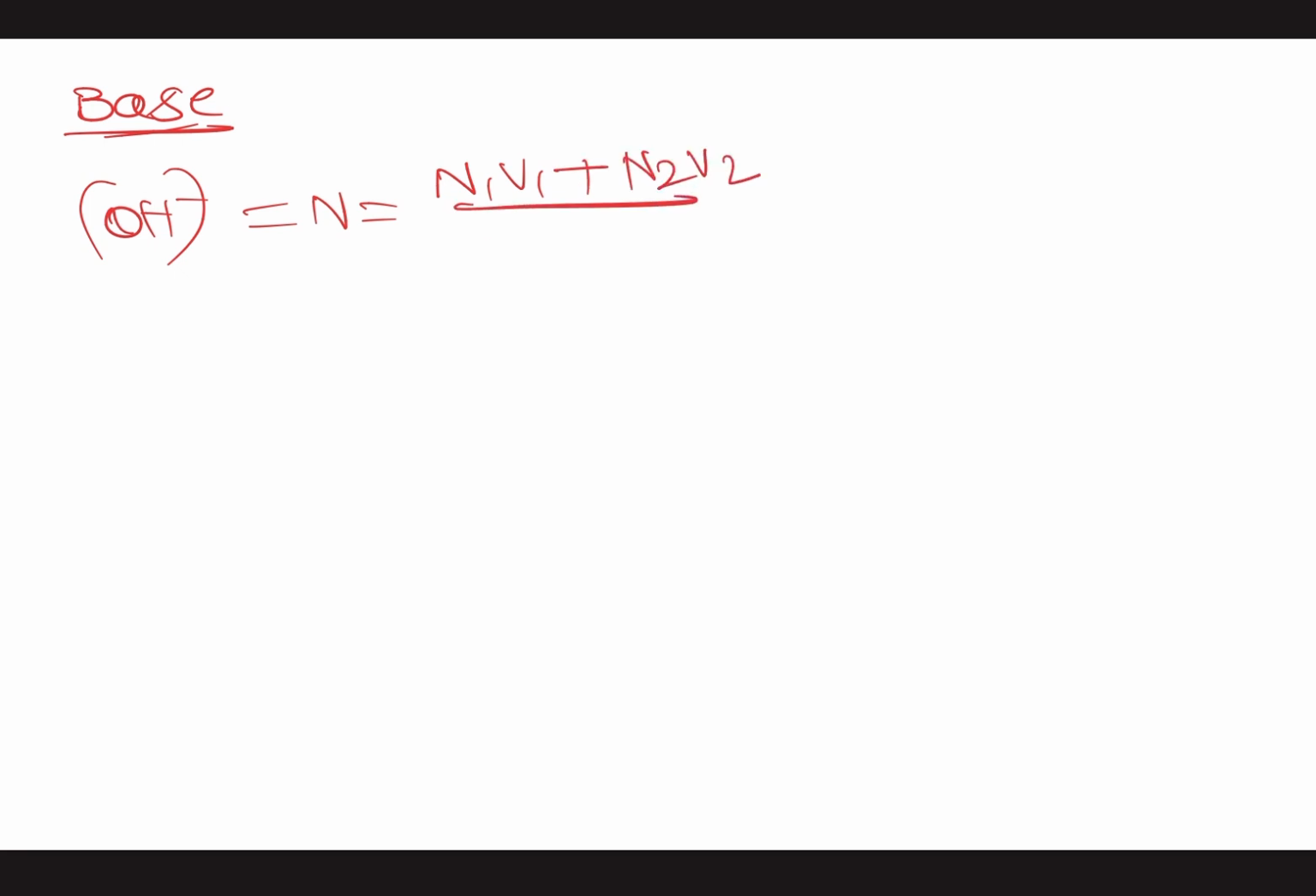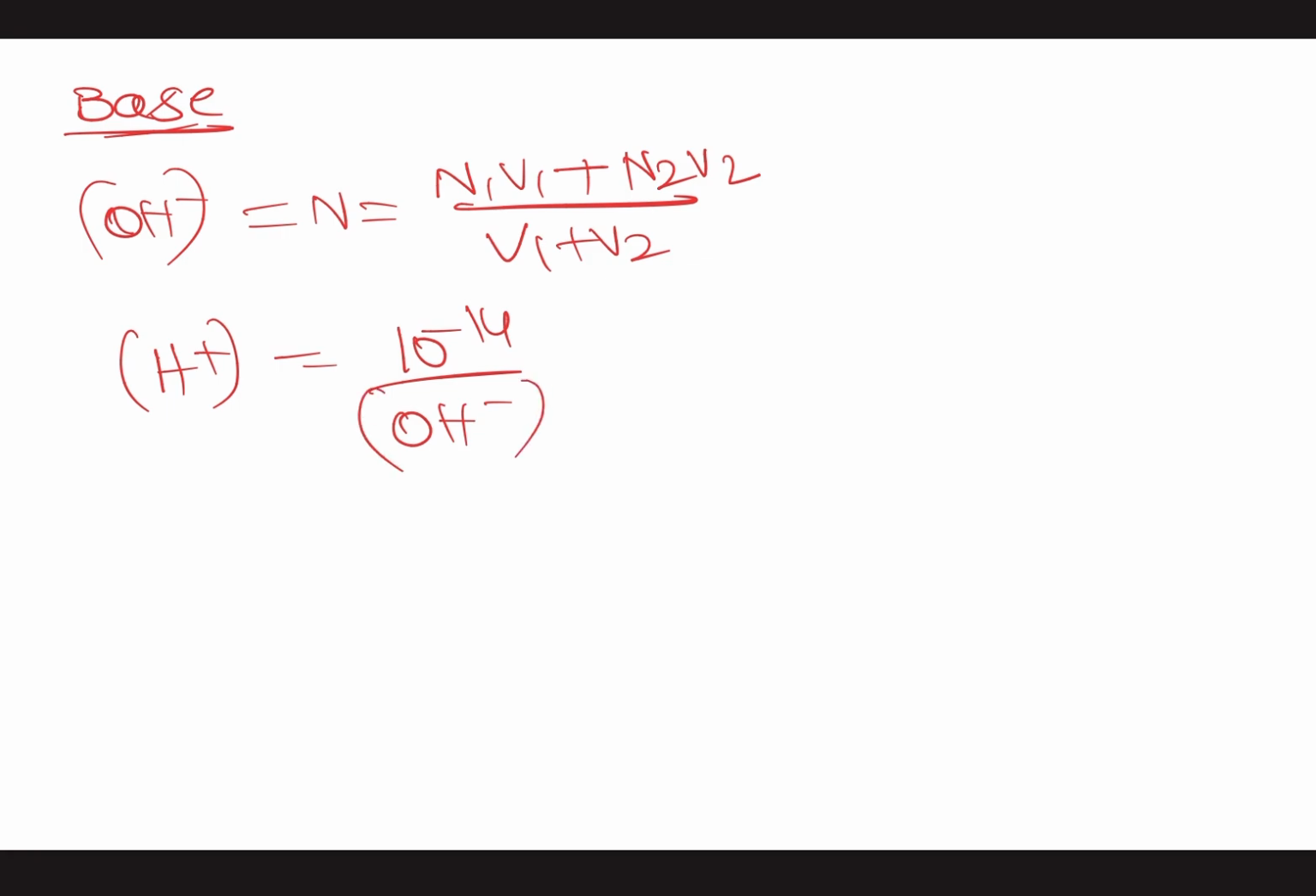The same thing we can calculate for the base also. Same formula: for the base, we will get the OH minus ion concentration. N1 V1 of base 1 plus N2 V2 of base 2 upon V1 plus V2. Once we get the OH minus concentration, you can use this formula: H plus is equal to 10 to the power of minus 14 upon the OH minus ion concentration. By using this, you can calculate the pH very easily.